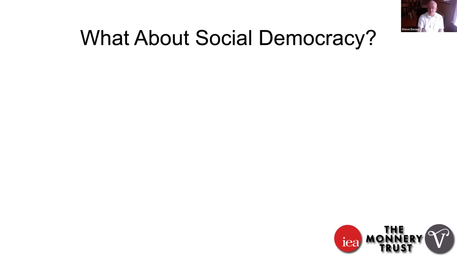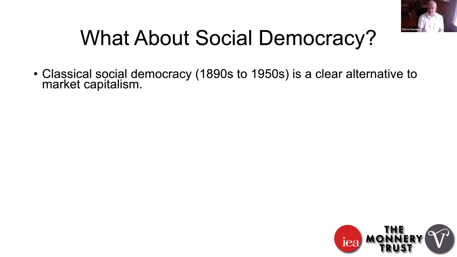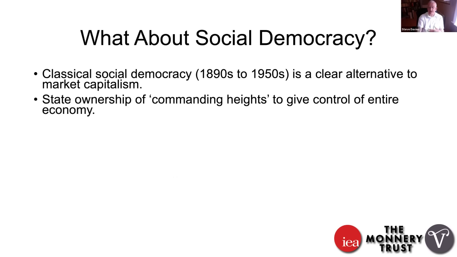Now, what about social democracy? This is actually the much more successful variant of socialism. Classical social democracy, up until the 1950s, is a clear alternative to market capitalism. It's not a kind of watered down version of capitalism. It's something quite different. It means that the state will not own the bulk of the economy, but it will own the commanding heights, the key sectors. And because the state owns those key sectors, it will give control of the rest of the economy. It doesn't need to actually own the rest of the economy.